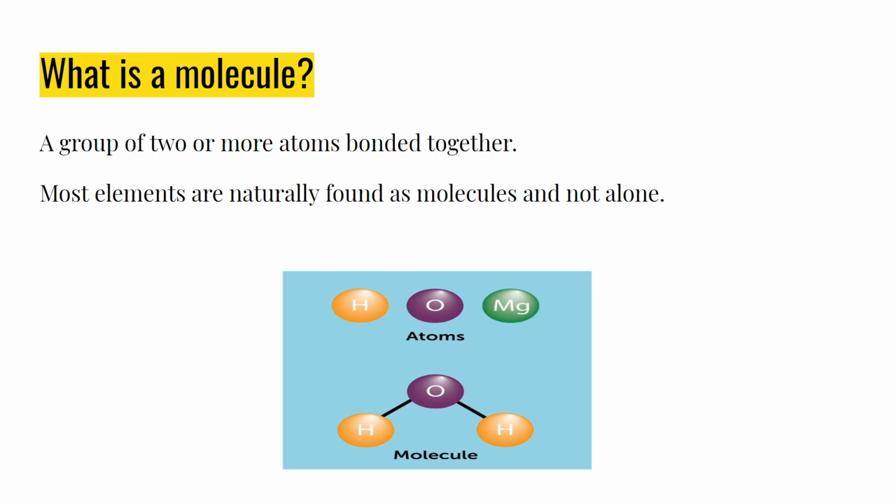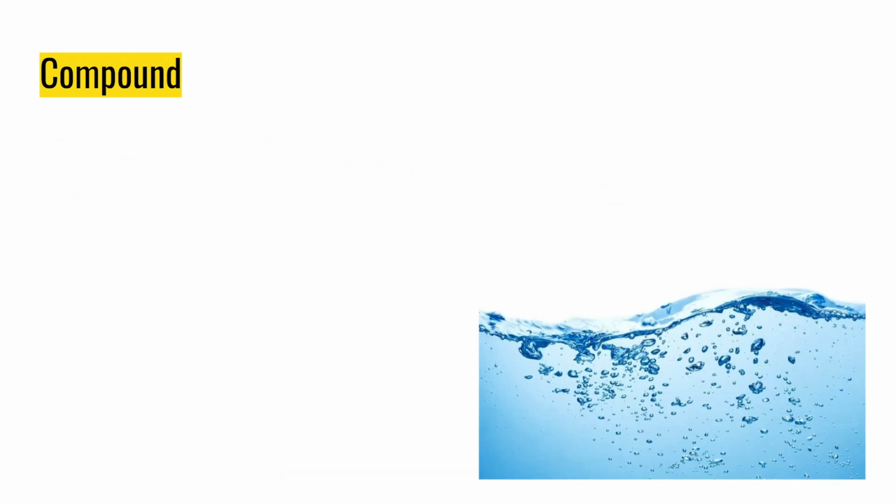Now, most elements are naturally found as molecules and not alone. So for the most part, when it comes to any particular element, in nature, you have to find it combined with something else because that makes it more stable. But when it comes to things like your molecules you see here, that's the most common natural way to find them. Now, from here, we're going to talk about what exactly is a compound.